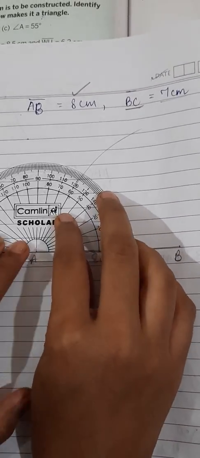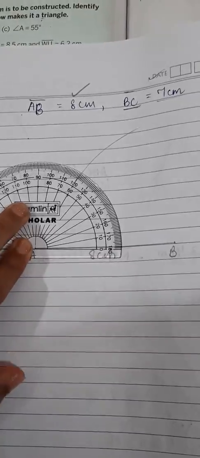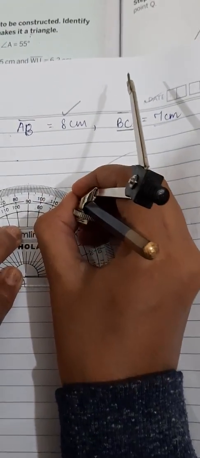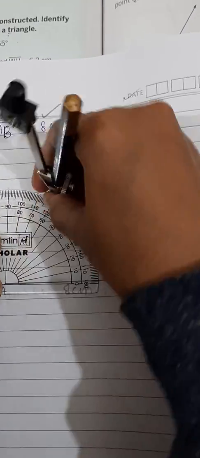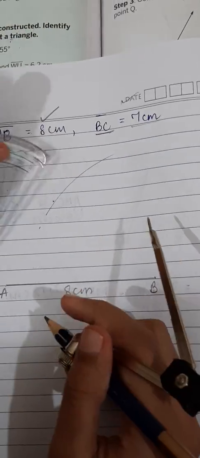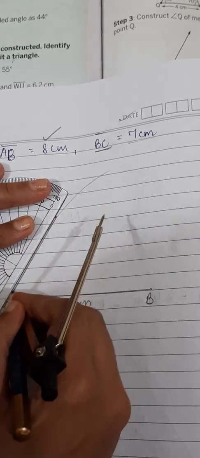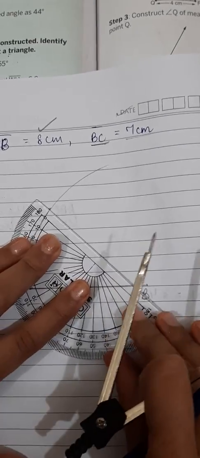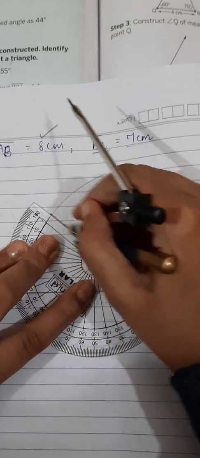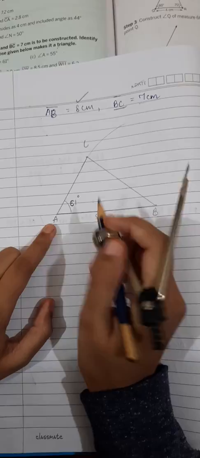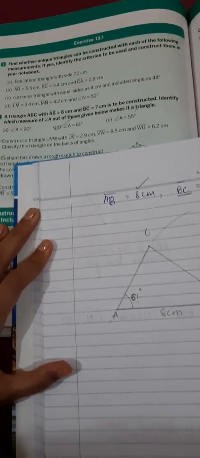If angle A is going to be 90, the line is going to go straight. It will not form a triangle. If I am going to take 61 here, this is 61. So yes, if I join this point 61 with this arc, I am getting one intersection point, and then I can join the next 2 points also. This and this, A, B, and this angle A is 61. Okay, so that means option B is the answer of this question number 2.